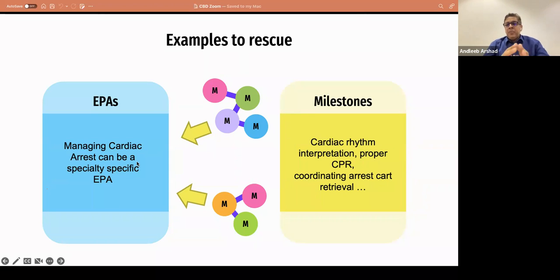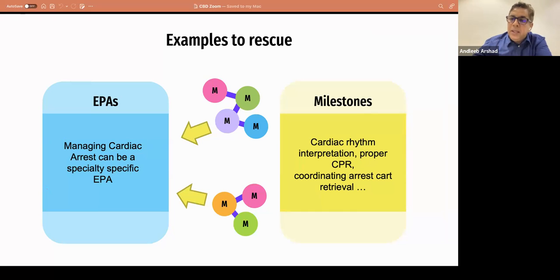For example, managing cardiac arrest is a specialty specific EPA. And what does that mean? For example, managing cardiac arrest can be an EPA for an adult cardiology program. Managing cardiac arrest can be an EPA, an entrustable professional activity, for internal medicine. Managing cardiac arrest can be an EPA for emergency medicine. Managing cardiac arrest can be an EPA for a general physician coming out from an undergraduate medical program also.